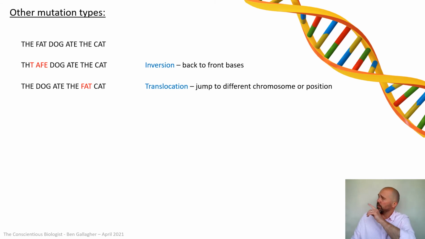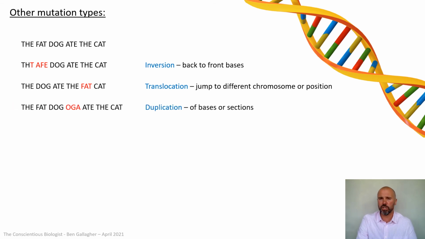But you'll see here what I've done, I just took the word 'fat', pulled it out of being a fat dog and turned it into a fat cat. So I've now, instead of talking about a fat dog eating a cat, I've got a dog eating a fat cat. It's a very different meaning, so you can see how this could impact on the DNA.